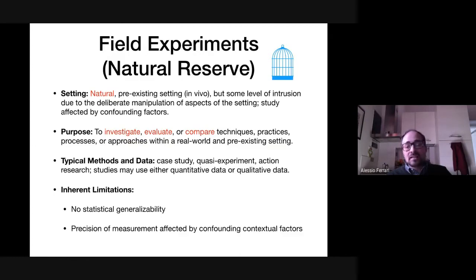That's why in the diagram, field experiments are positioned on the right side. So very specific for a context, but generalization over actors is more limited. Okay.